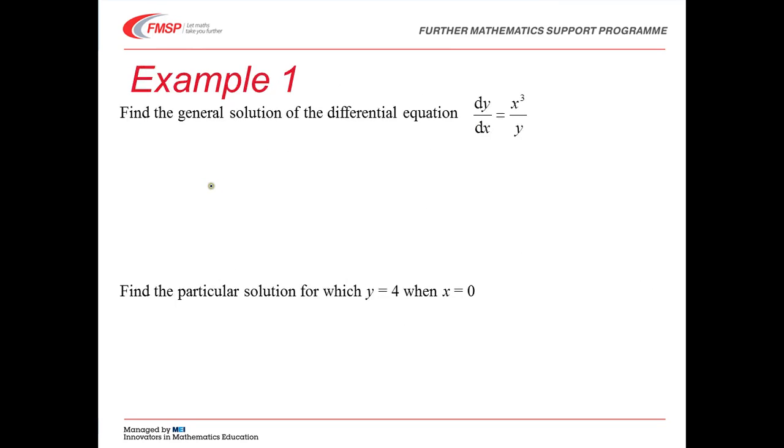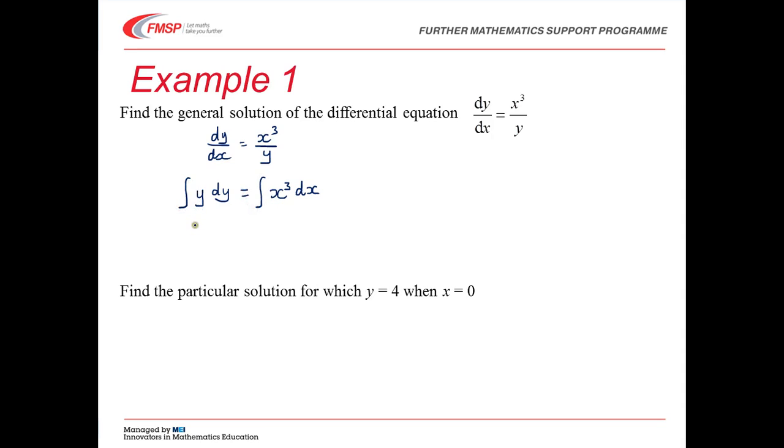Here's an example. So, dy by dx equals x cubed over y. Separate the variables. So I need the dy on the left hand side and the dx on the right. It feels as if I'm multiplying by dx. That means I need to leave the x cubed there and multiply both sides by y to get y onto the other side. Then I can put in my integral signs.